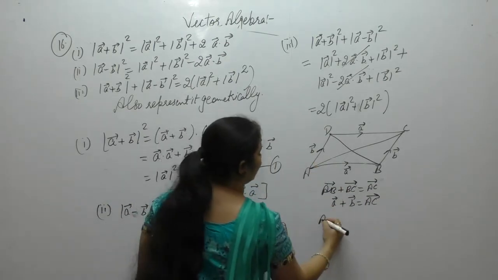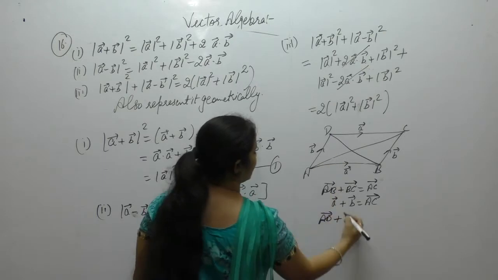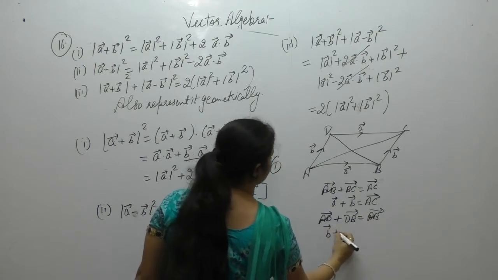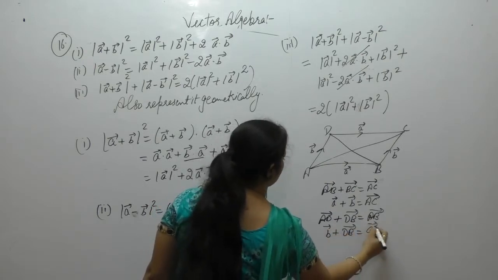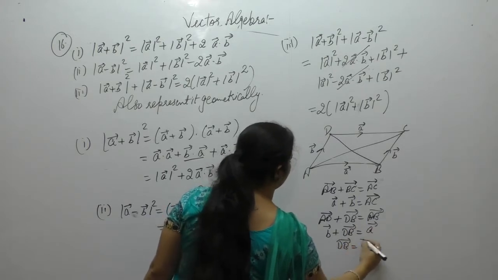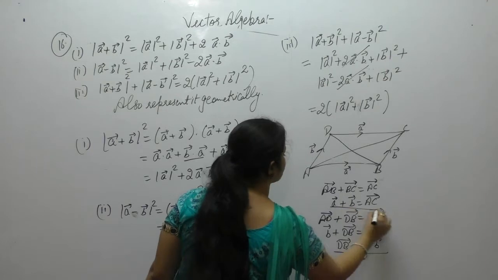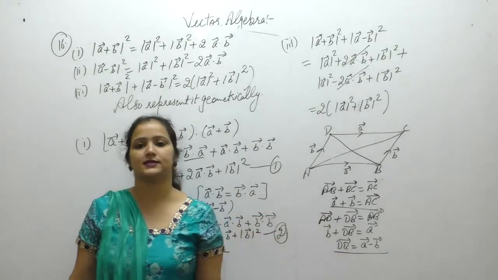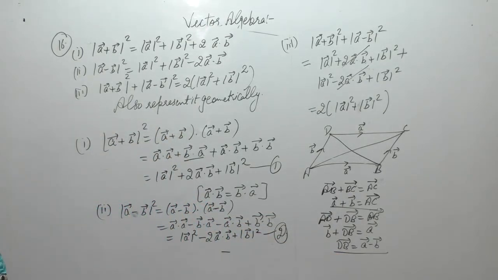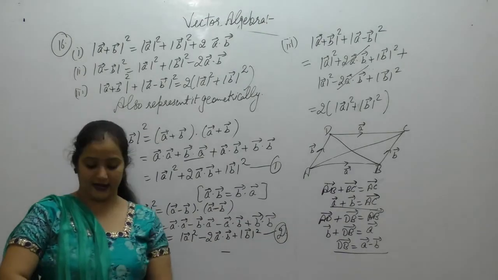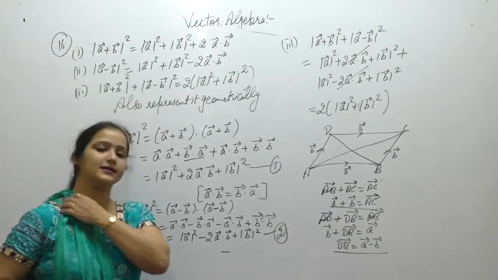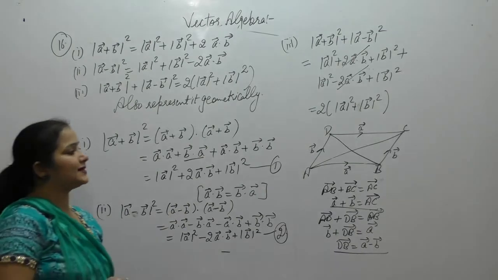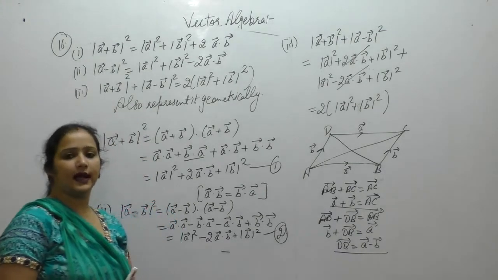Now AD vector plus DB vector is equal to AB vector. AD vector is B vector, plus DB vector is equal to A vector, or we can say that DB vector is A vector minus B vector. AC vector is the sum of these two vectors and DB vector is the subtraction of these two vectors. Thus, A plus B vector and A minus B vector are the diagonals of the parallelogram whose two adjacent sides are A vector and B vector.